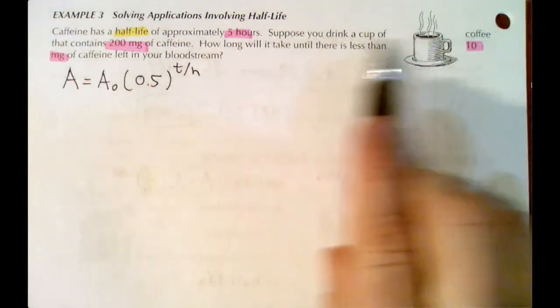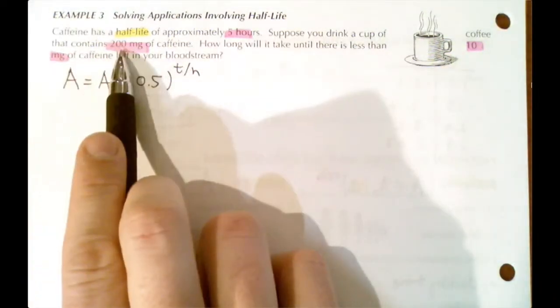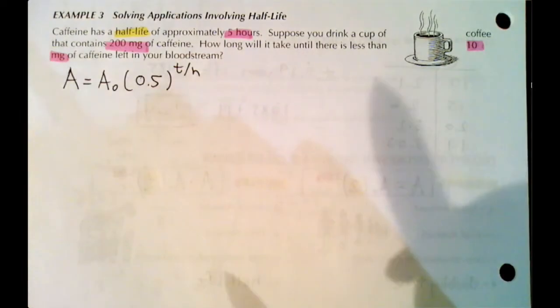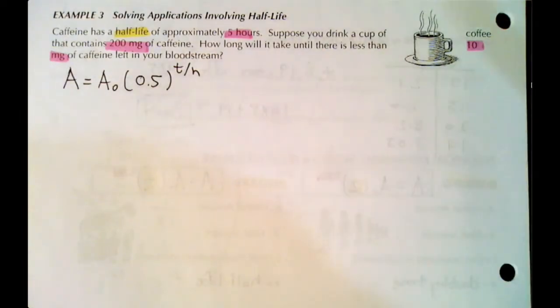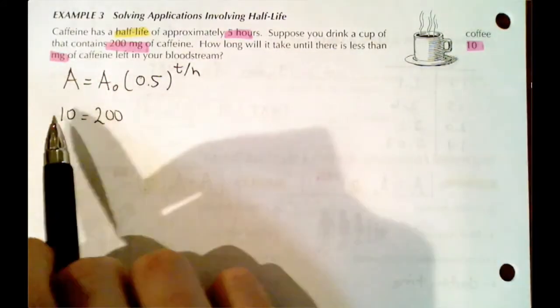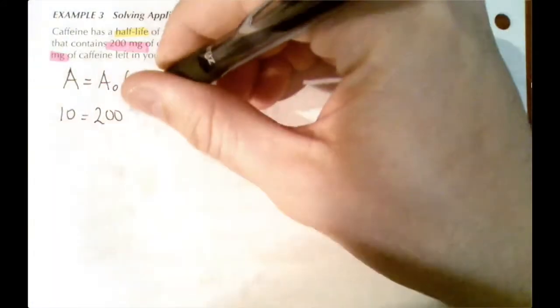So suppose you drink a cup of coffee that contains 200 milligrams of caffeine. How long will it take until there's less than 10 left in your bloodstream? So that means we started at 200 and we went down to 10. The starting amount is the a naught. The ending amount is a. So we're going to start at 200 and end up at 10 by cutting the amount in half.